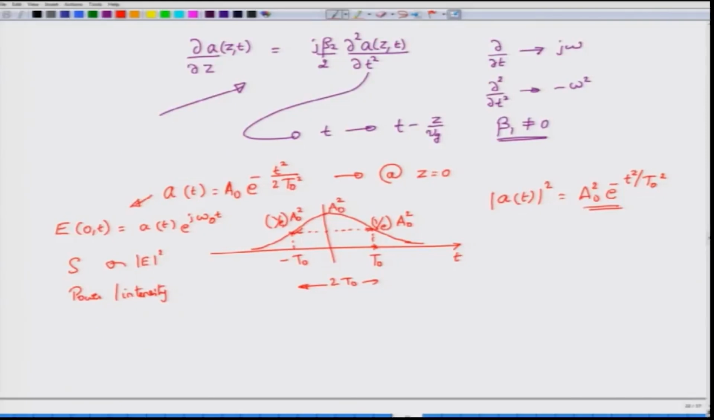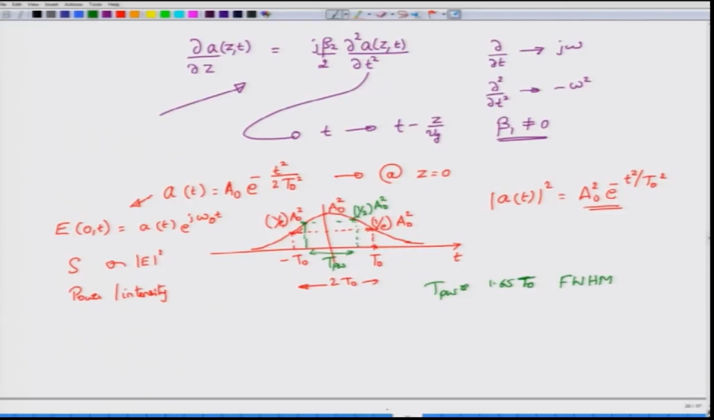But in general you do not really consider 2 times T naught as the pulse width, because what you are looking for is not 1 by e, but about half times A 0 square. So, the distance between 2 points where the power actually drops to half the power at the maximum, or half the peak power, is what is called the pulse width. This pulse width, which I will write as TPW, will be approximately equal to 1.65 times T0. So, it is slightly smaller than 2 T naught, but this is what is normally used as the definition of pulse width, and this is called the FWHM pulse width.